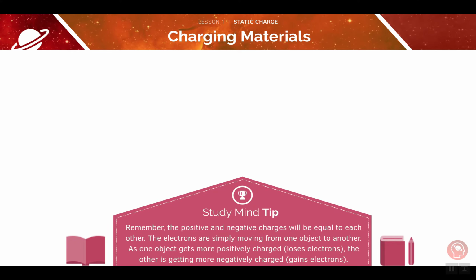Remember, the positive and negative charges will always be equal to each other, since the electrons are simply moving from one object to another. As one object gets more positively charged, the other object gets more negatively charged.